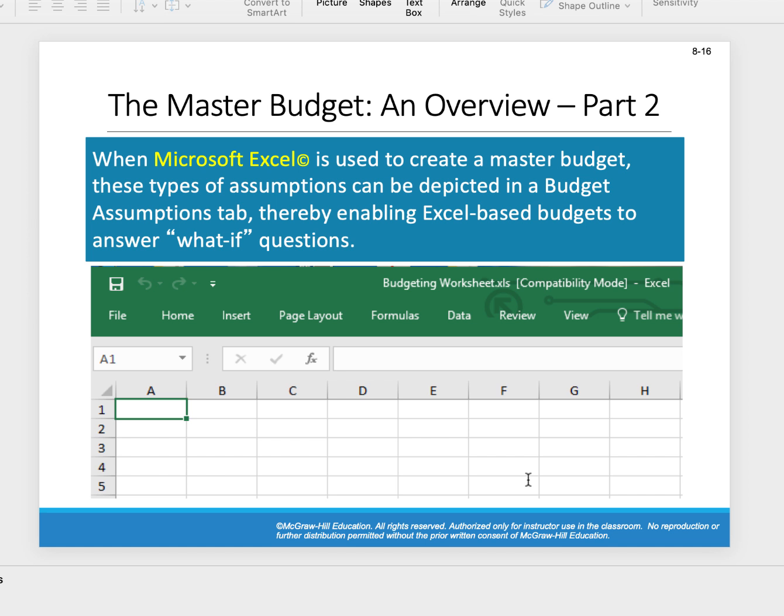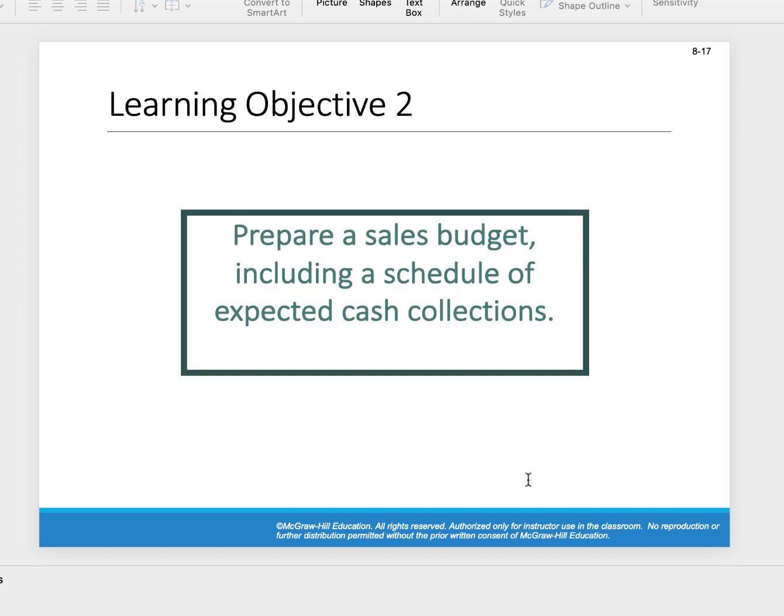But the point is that when we're doing this master budget, if we use software like Excel, we can do some what-if analysis, right? What if sales change? What if my cost of direct material changes? Well, we can play with it in Excel very easily, change a couple of numbers and link everything up. Okay, we're not going to go that deep. It's not an Excel class. I encourage you to learn Excel if you don't already know it. It's a very powerful tool.